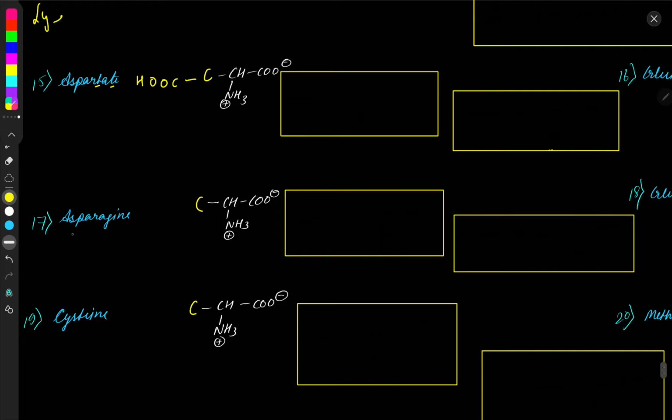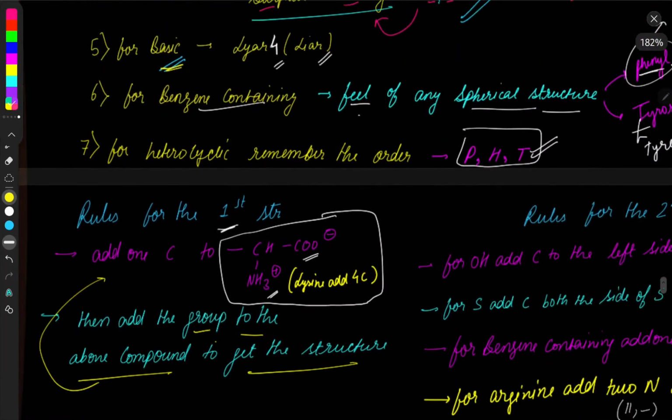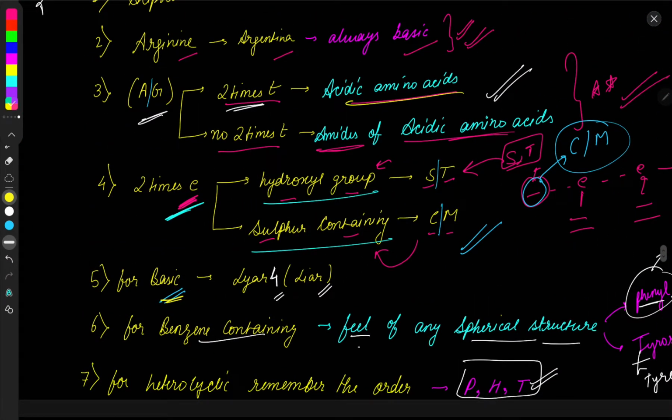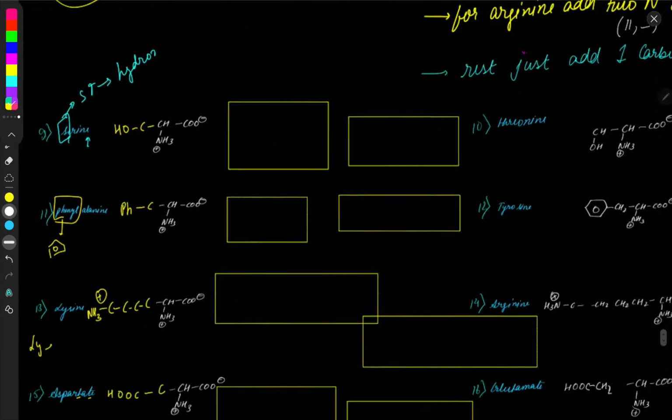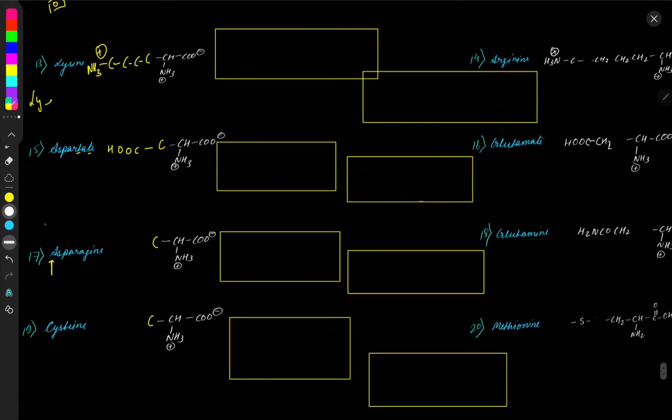For asparagine, it also starts with A. But are there 2 T's here? No, there is no 2 T here. So it would be an amide of acidic amino acids. So you can write here amide. What is the amide group of acidic amino acids? CONH2 is the amide group. So just add here CONH2. This is the structure of asparagine. We'll check it later to see whether we are doing it right or wrong.